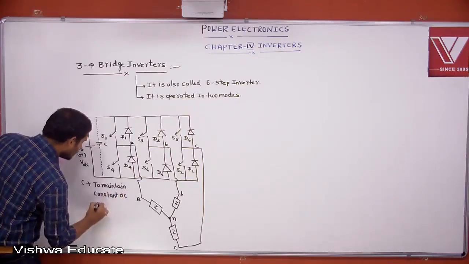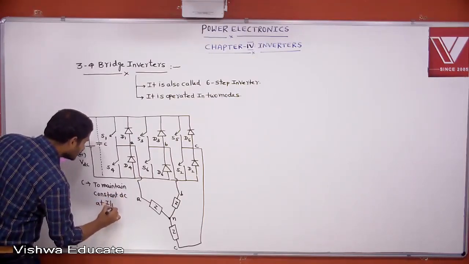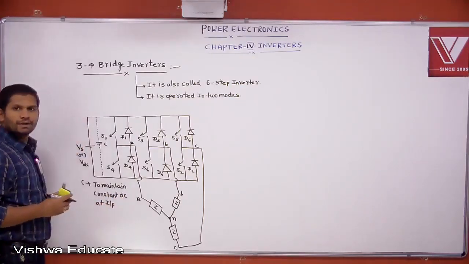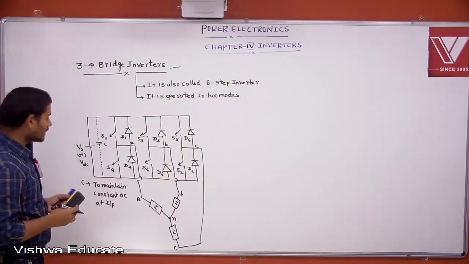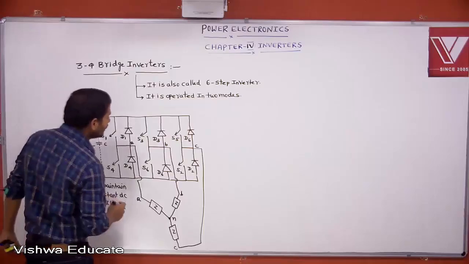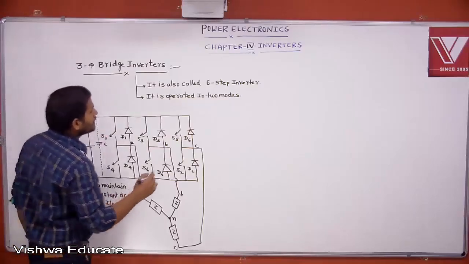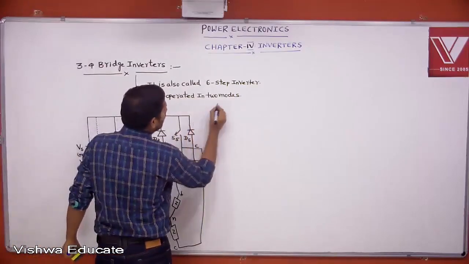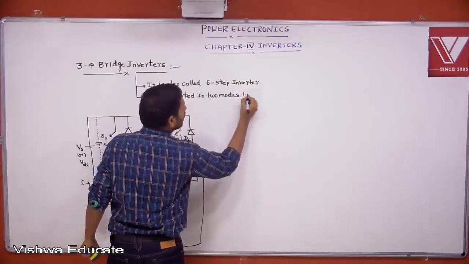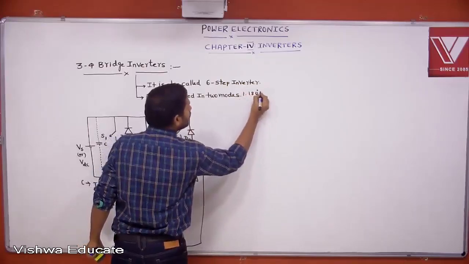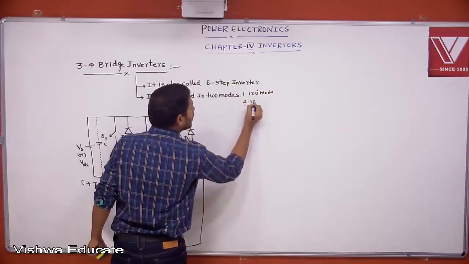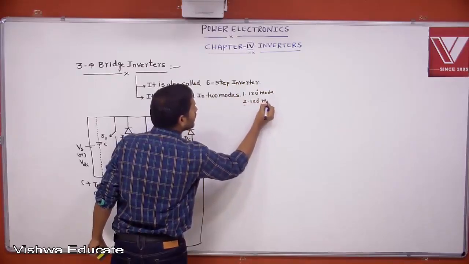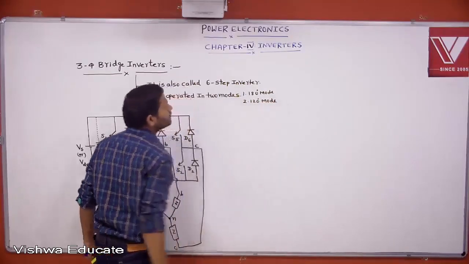To maintain constant DC at input, it is operated in two modes. This I told already. It is the 180-degree mode and this is the 120-degree mode.